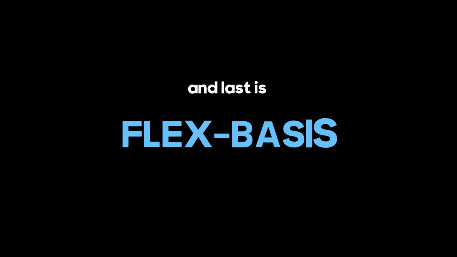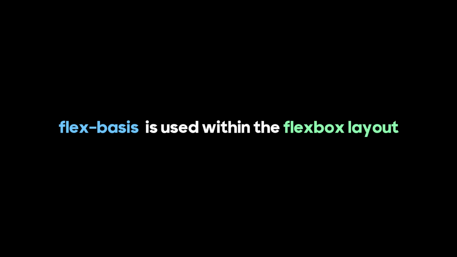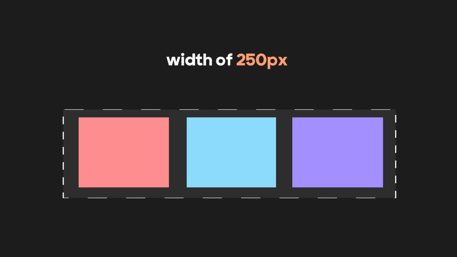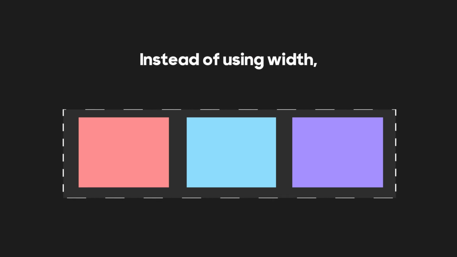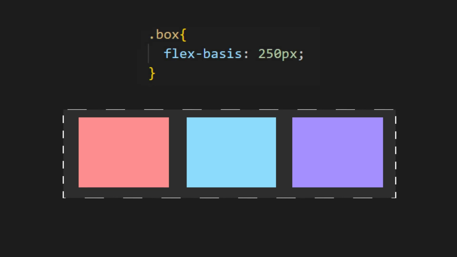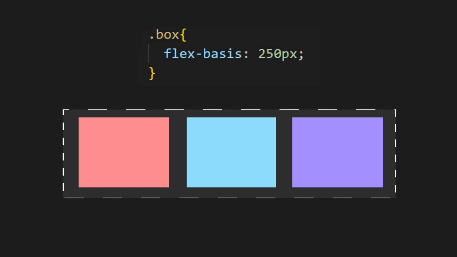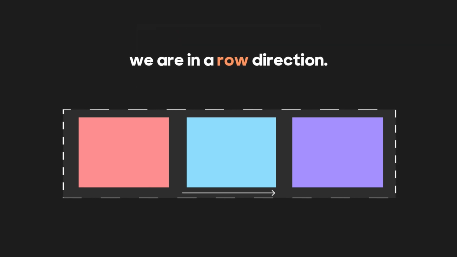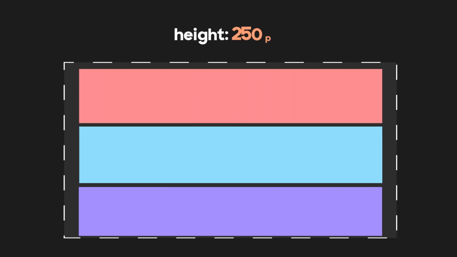And last is Flex Basis, as its name suggests. Flex Basis is used within the Flexbox layout to set the initial size of a Flex item along the main axis before the remaining space is distributed. For example, earlier, we had boxes with a width of 250 pixels each. Instead of using width, we can use Flex Basis to set the initial size of a Flex item along either the main axis or the cross axis. In this example, we are in a row direction. But if you switch to a column layout, now its height is 250 pixels.